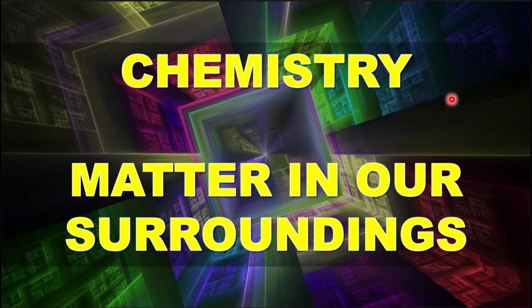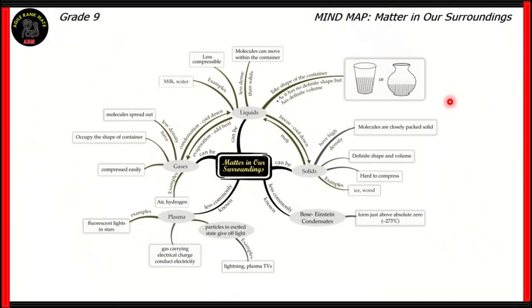In this chapter, or in this mind map, we'll be covering the basics of matter, the characteristics of matter, the types of matter, and the processes related to matter. So this is our main mind map of the chapter Matter in Our Surroundings. As you can see, this mind map is a bit complex and it's not that easy to comprehend at first glance. So that's why we have divided this mind map into 7 parts.